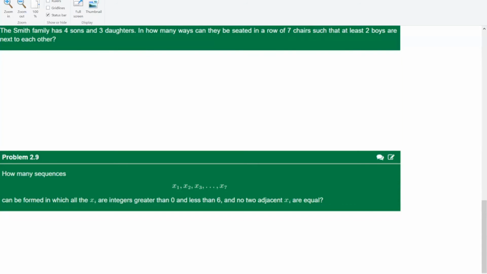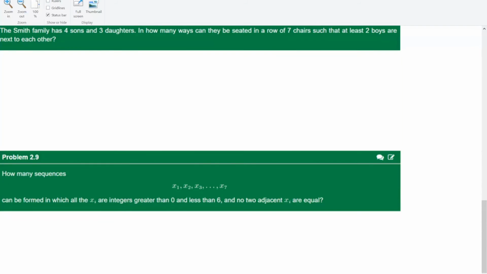How many sequences x1, x2, x3, all the way till x7, can be formed in which all the xi are integers greater than 0 and less than 6, and no two adjacent xi are equal? Just like constructive counting suggests, we will calculate the number of possible integers that each xi can take. We know that 5 numbers can fulfill the conditions imposed on x1, as it can be all integers from 1 to 5, which is obviously 5.